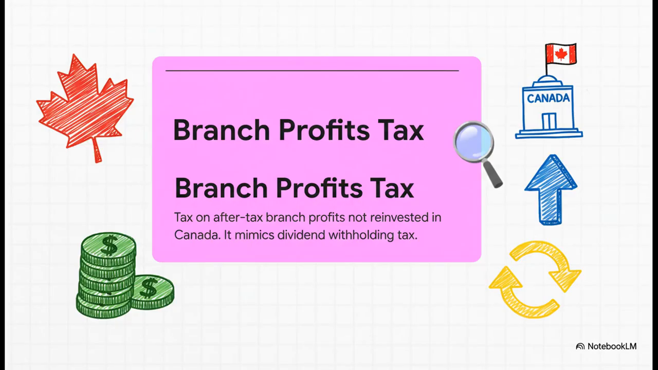Now, you might be thinking, wait a minute, a branch doesn't pay dividends, so can it send profits home tax-free? Well, no. To level the playing field, Canada has something called a branch profits tax. This is an extra tax on the after-tax profits of the branch that are not reinvested back into the Canadian business. It's specifically designed to be the equivalent of the dividend withholding tax that a subsidiary would have to pay.